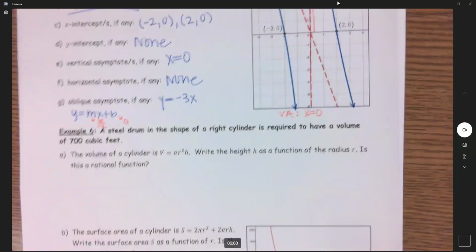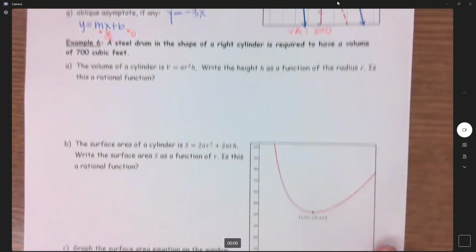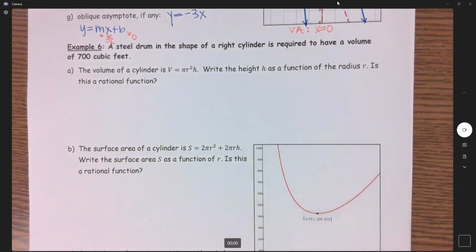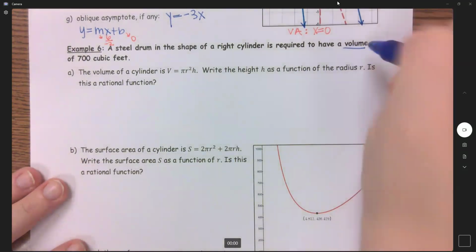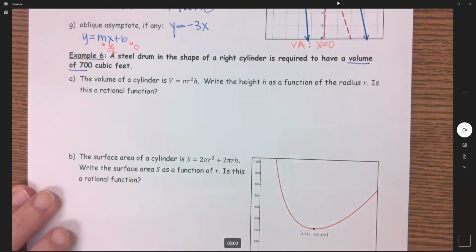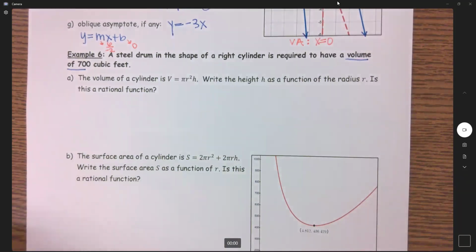Okay, and then our last example, we're going to do this all together here. I got this from my math lab, so this is more of a setup. It says a steel drum in the shape of a right cylinder is required to have a volume of 700 cubic feet. The volume of a cylinder is V equals pi r squared h. We need to write the height as a function of radius r. Is this a rational function?